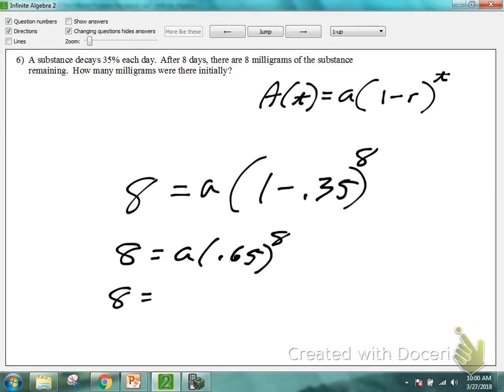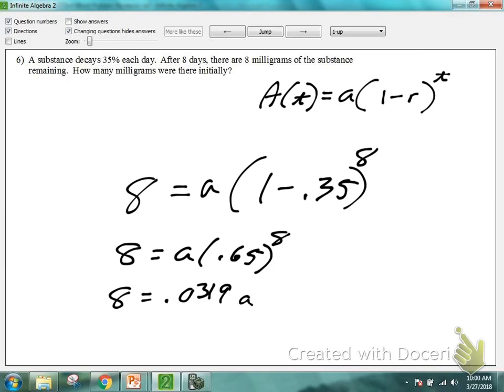So 8 equals a times... I'm going to round this number, okay, because 0.65 to the 8th is something really ugly. I'm going to write 0.0319 just to get it on the page. Just to get it on the page. What I'm not going to do is clear that out of my calculator. The long real number, the non-rounded number. And I'll show you why in a minute.